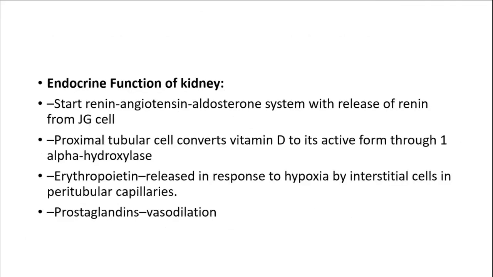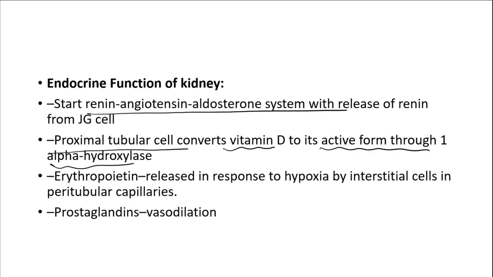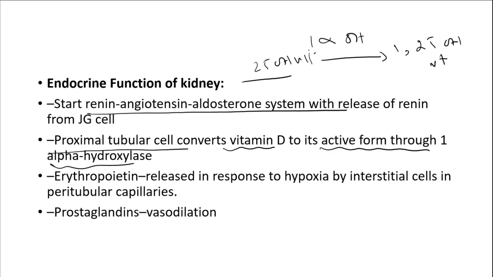Now, what are the endocrine functions of the kidney? Renin, angiotensin, aldosterone system, we already discussed. We know that. Proximal tubule converts vitamin D to its active form through 1-alpha hydroxylase. So proximal convoluted tubule has an enzyme called 1-alpha hydroxylase, which converts 25 hydroxy vitamin D, which is a storage form of vitamin D, to its active form 1,25 dihydroxy vitamin D.